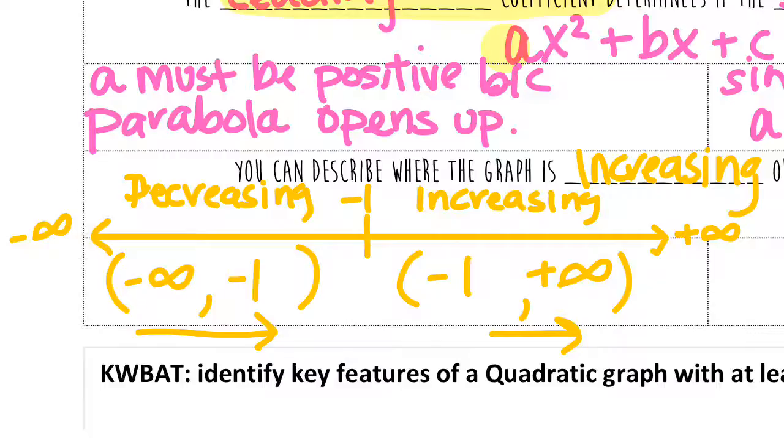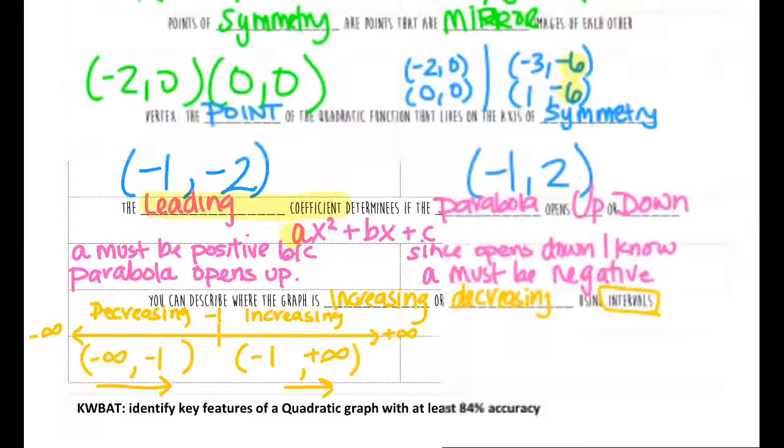Okay, go ahead, analyze the second graph. Write down what you think these intervals would be for that second graph. I suggest you pause the video and come back when you're done so you can check if you got what I got.